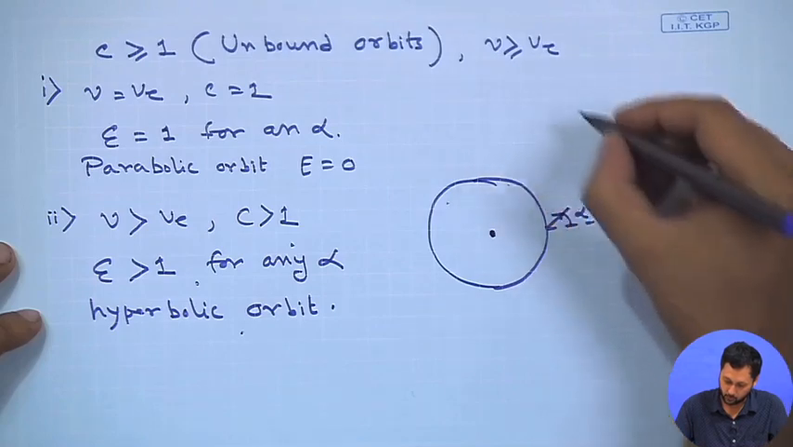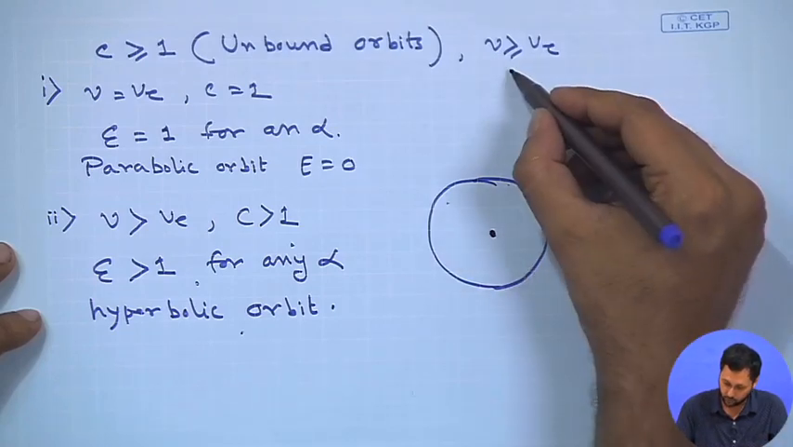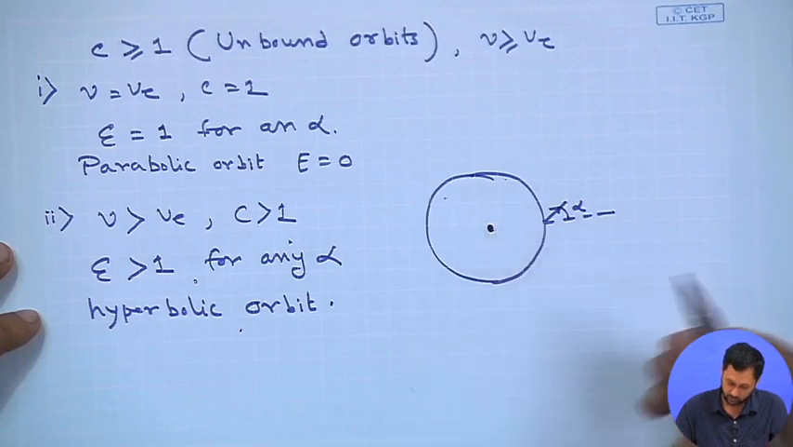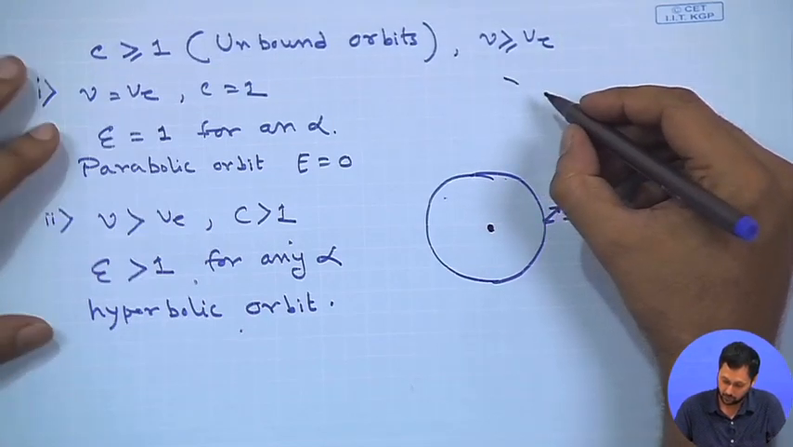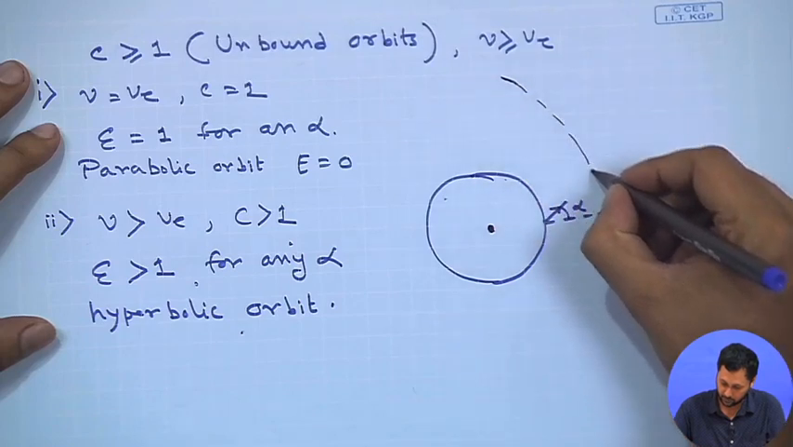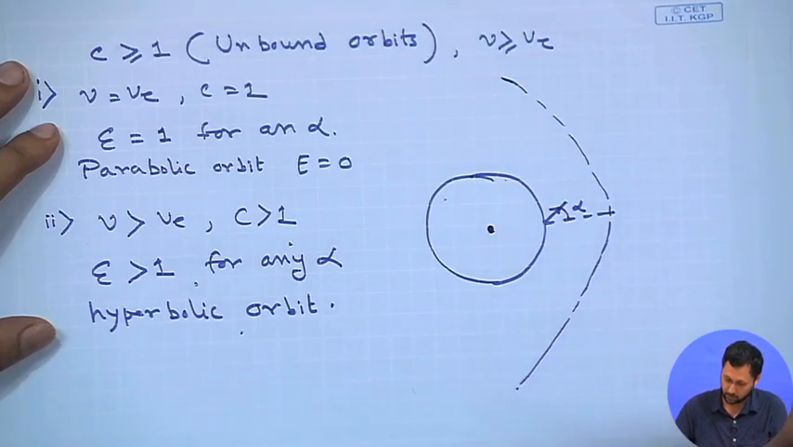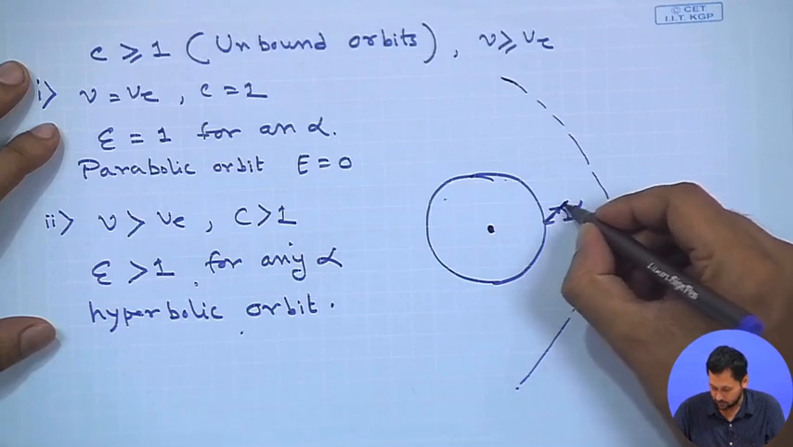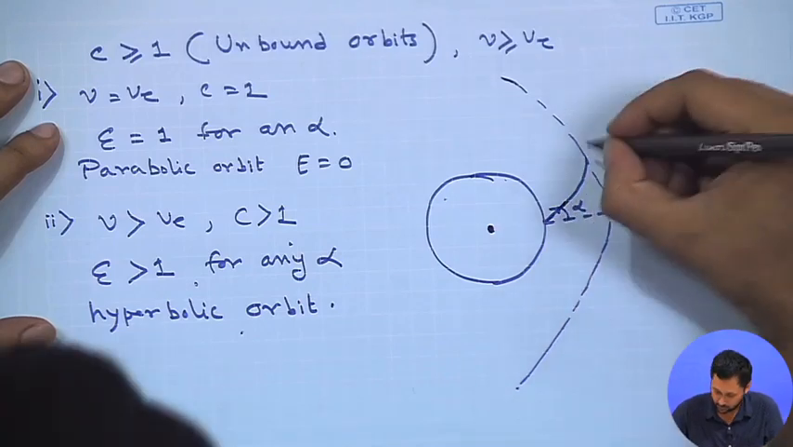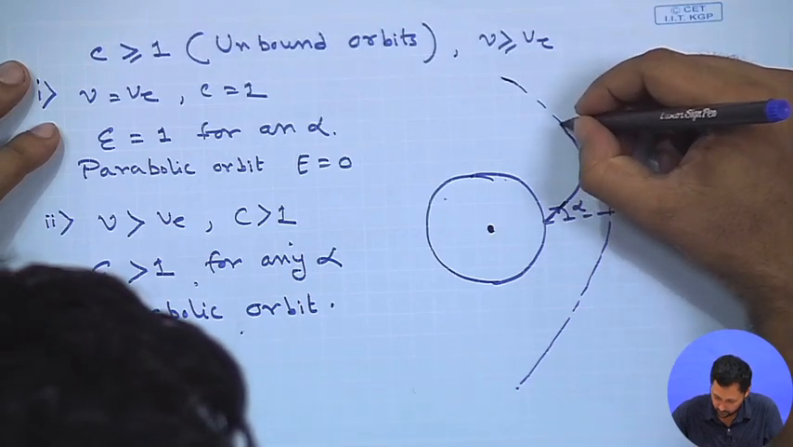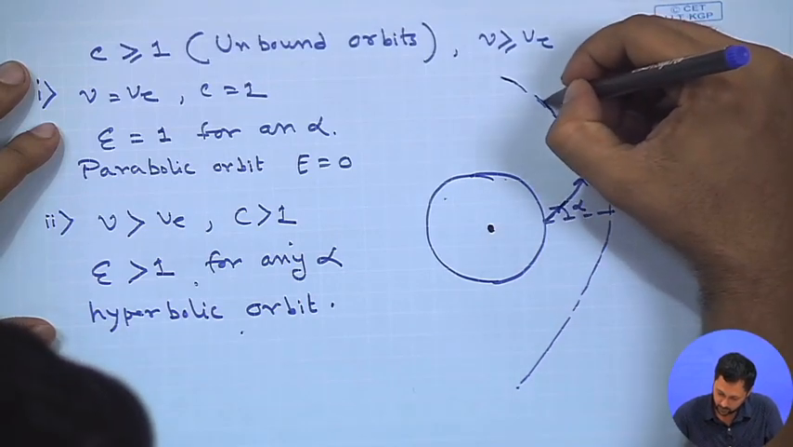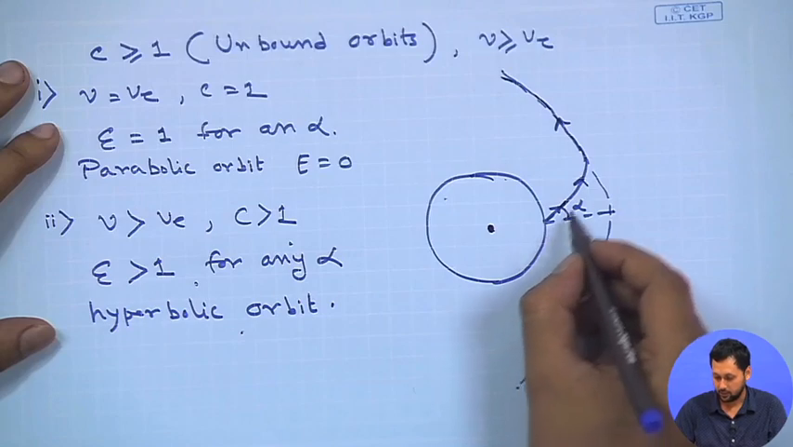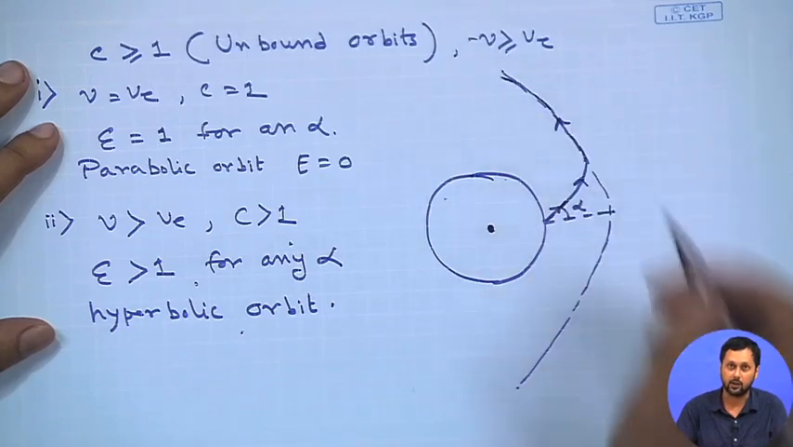So, how does this parabola look like? Please remember, we can draw a parabola with the force center at one of the foci. If we draw a parabola something like this, essentially this orbit will be something like this. After initial launch with an angle alpha, it will go and eventually merge with this parabolic line.